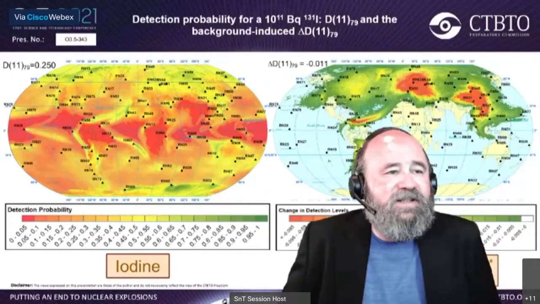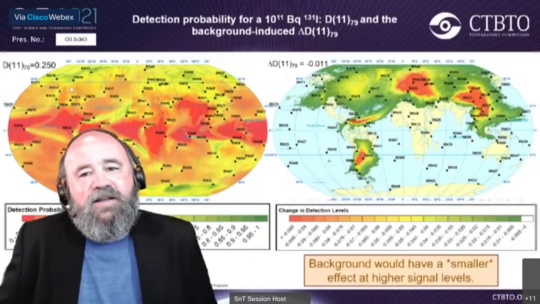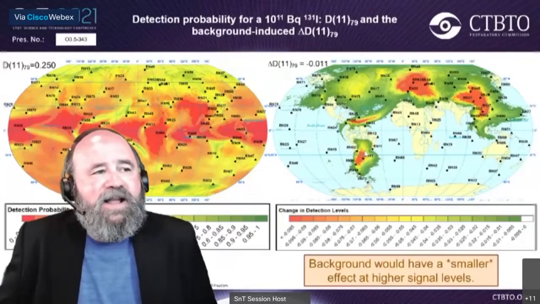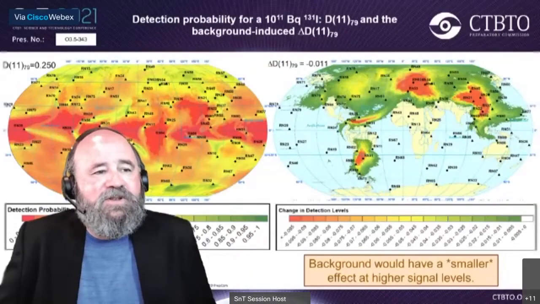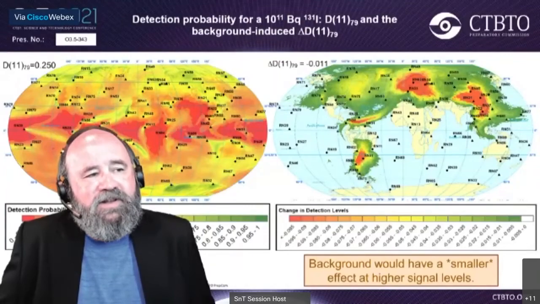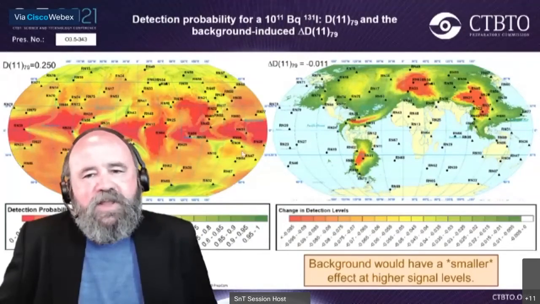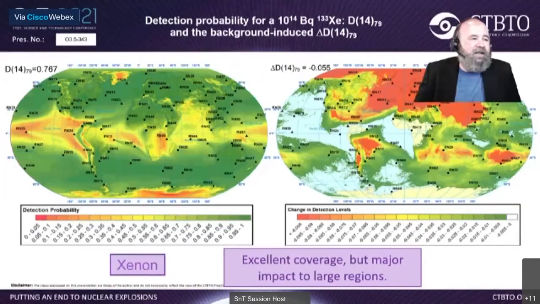Honestly, the reason we did this was to make the apparent impact of the iodine on the network as large as possible, and it's actually still quite small. This background effect would have been smaller if we'd chosen a higher Becquerel release. Now let's look at Xenon. Here's the detection sensitivity for Xenon in the case where we have a 10 to the 14th Becquerel release. That's a fairly sizable release, as it turns out.